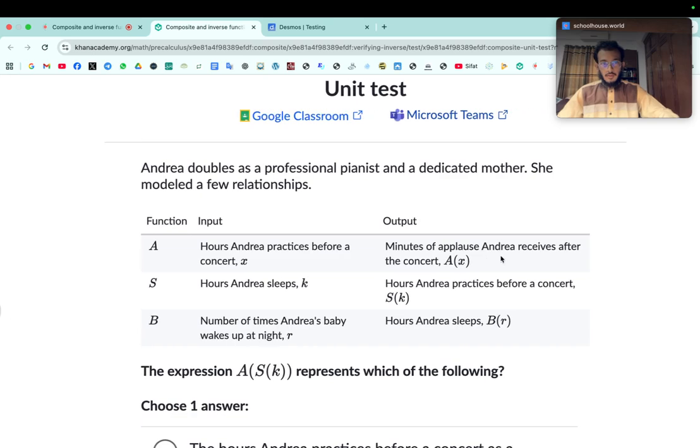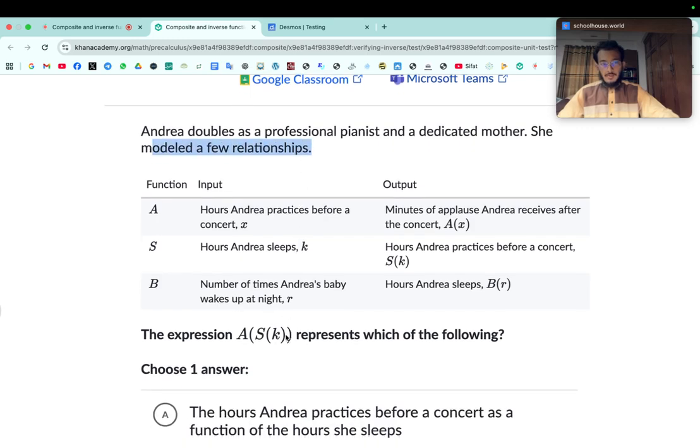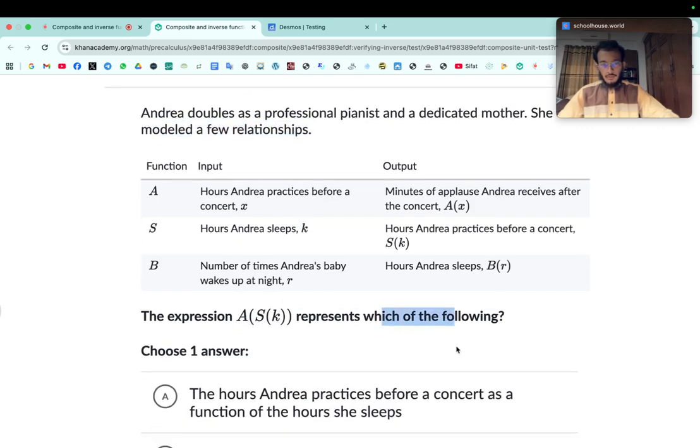Andrea doubles as a professional pianist and dedicated mother. She modeled a few relationships. The expression A of S of K represents which of the following?